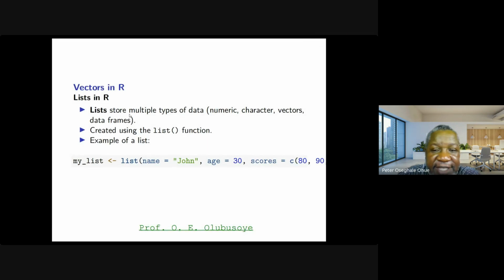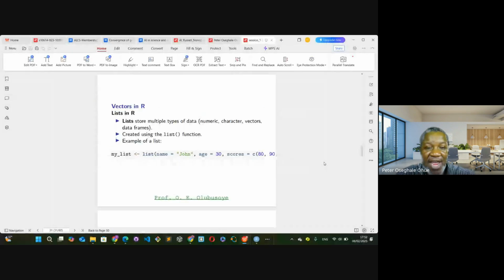To create a list, we use a list function. To create a matrix, use a matrix function. To create a vector, use the C function. To create a data frame, use data.frame. So I create a variable, my underscore list. Now have this function. In this particular example, we have name. The individual is John. His age is 30. His scores in his test are 80, 90, and some other number.